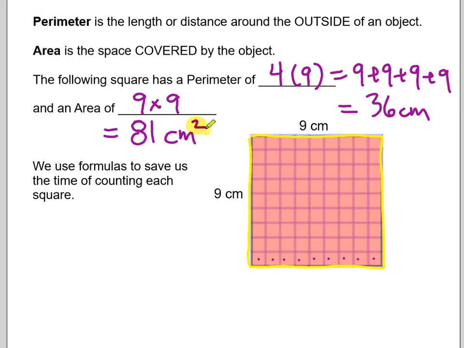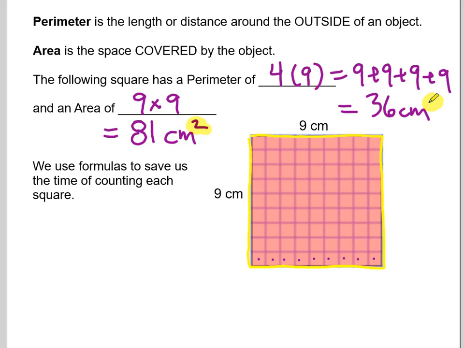So please note the distinction between these. Area is measured in little squares. Perimeter is measured in just centimeters. Okay, so they have different types of units. That's really, really important.